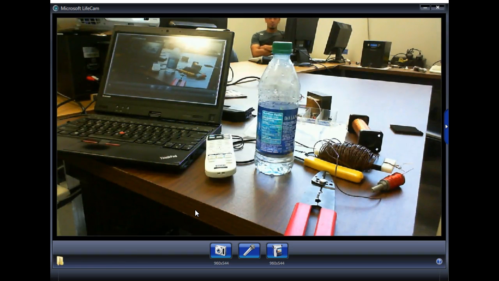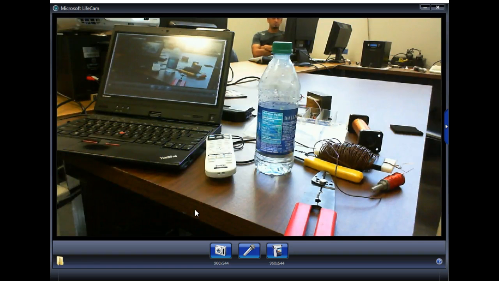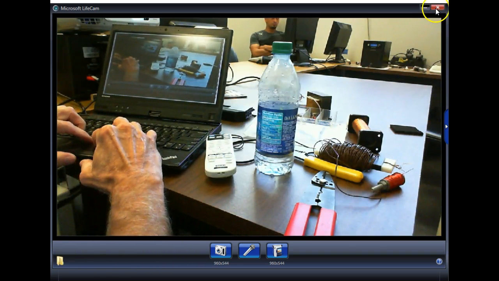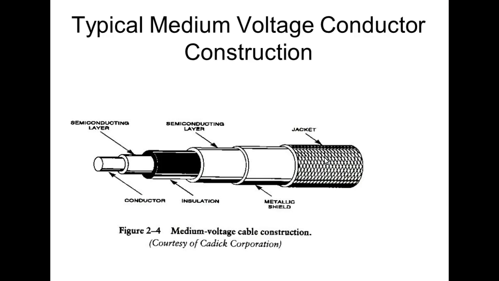Splice kits for those cost about $300 or $400. So we don't splice them, but we do look at videos on how to splice them. Y'all are not going to be able to splice high voltage cable. But there's plenty of videos out there that show you how to do that.